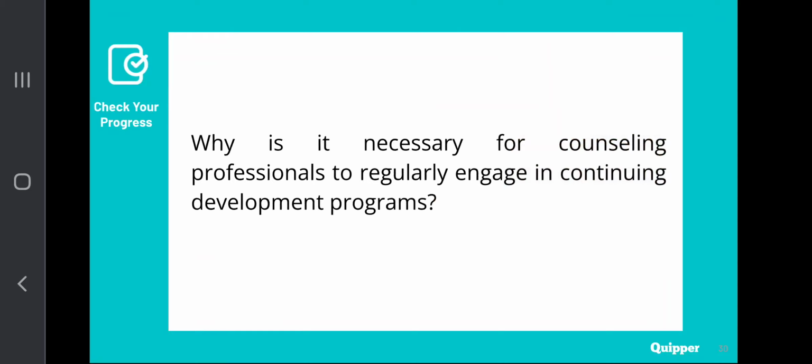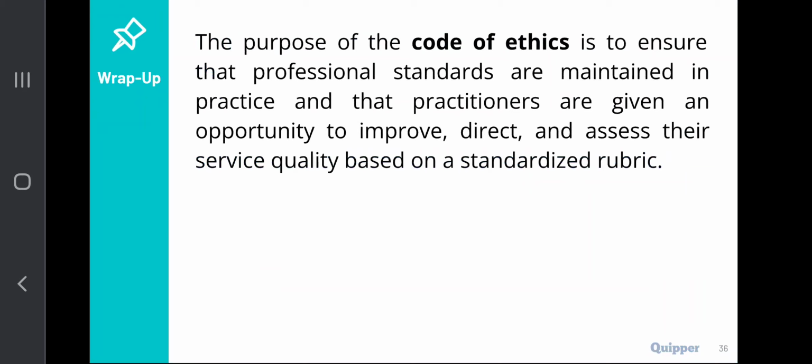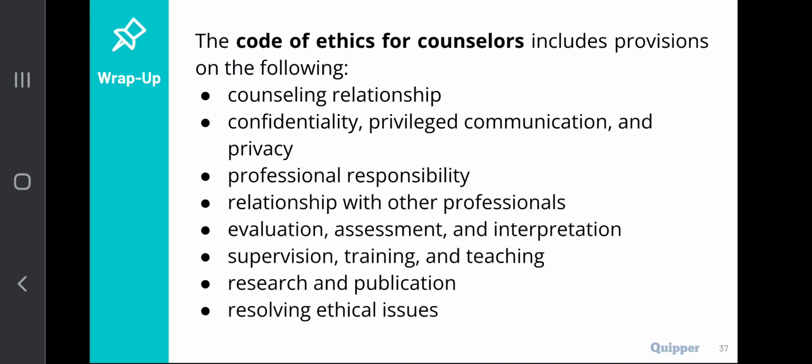Now, with that being said, let's wrap up our discussion. The purpose of the Code of Ethics is to ensure that professional standards are maintained in practice and that practitioners are given an opportunity to improve, direct, and assess their service quality based on a standardized rubric. The Code of Ethics for counselors includes provisions on the following: counseling relationship, confidentiality, privileged communication and privacy, professional responsibility, relationship with other professionals, evaluation, assessment and interpretation, supervision, training and teaching, research and publication, as well as resolving ethical issues.